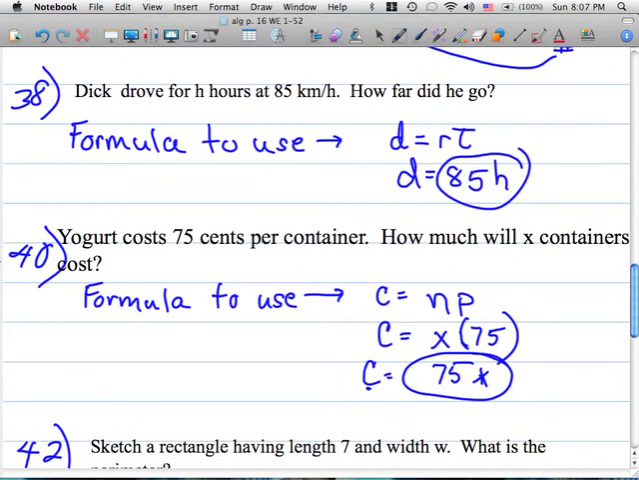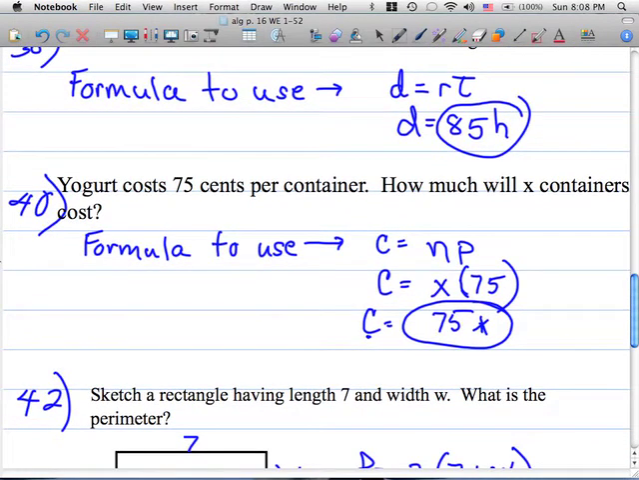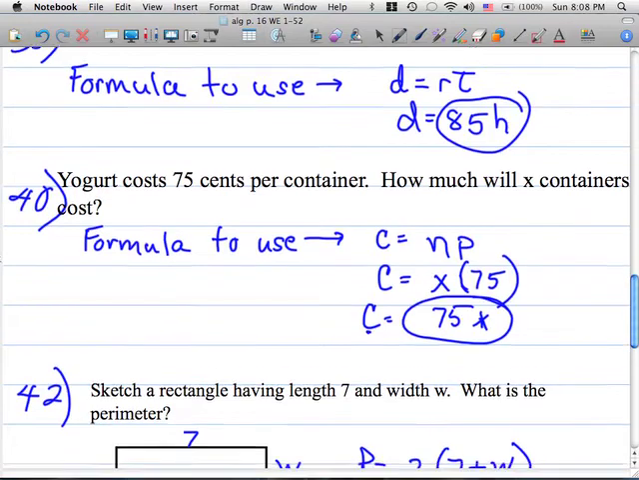Number 40. Yogurt costs 75 cents per container. How much would X containers cost? Use the cost formula. Cost equals the number of items times the price. Well, the number of items is X. The price is 75, so we would write it as 75X. Whenever we write a variable phrase, the number always goes before the variable.